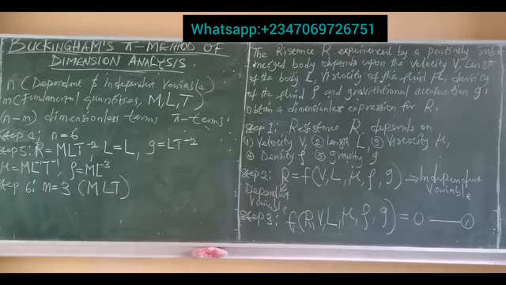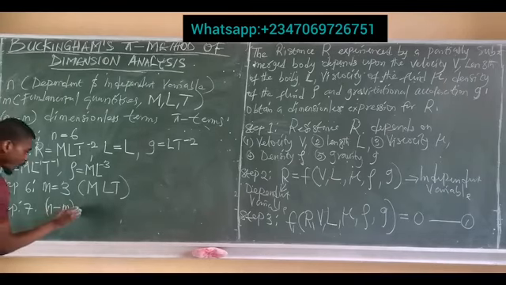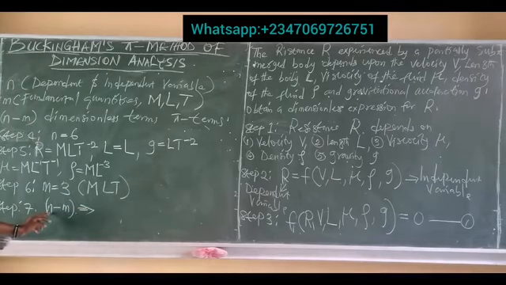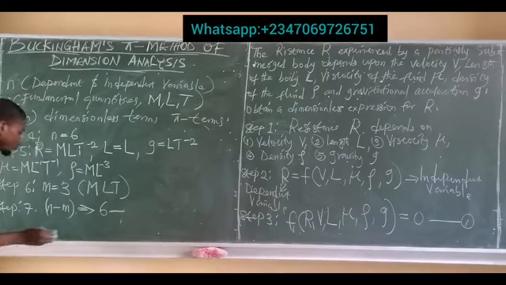Now, the final thing in the theorem states that if they form the fundamental quantities MLT, then they are arranged in such a way that they form n minus m dimensional terms, which are called the pi terms. So step 7 is to form n minus m dimensional terms, which are called the pi terms. Now, what is n? N is the total number of dependent and independent variables, which gives us 6. So you have 6 minus what is m?